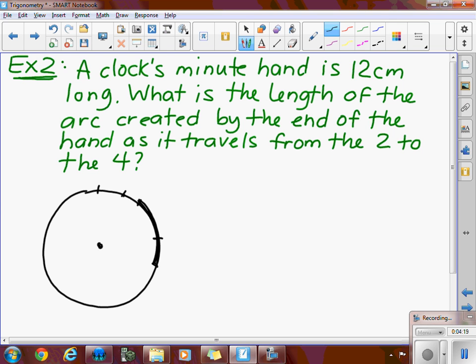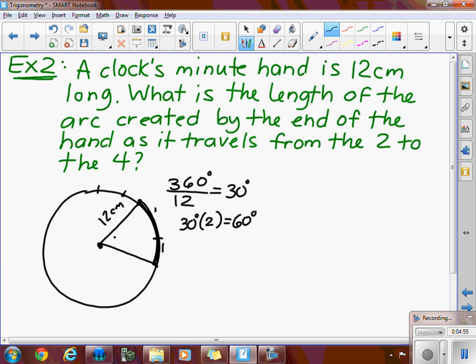So basically, if this was the center and we have an arm sweeping across there, what is the length of the arm? Well, we know the arm is 12 centimeters, but we need to figure out that angle. All the way around a clock, if it's circular, is 360 degrees. If it's broken into 12 sections, because those are the numbers around the clock, 1 to 12, that tells me it's 30 degrees from, say, 12 to 1, or 1 to 2, or 2 to 3, and so on. But we're actually moving 2 sections. So that's 30 degrees times 2 sections. That means moving from the 2 to the 4, the hand has to move 60 degrees.